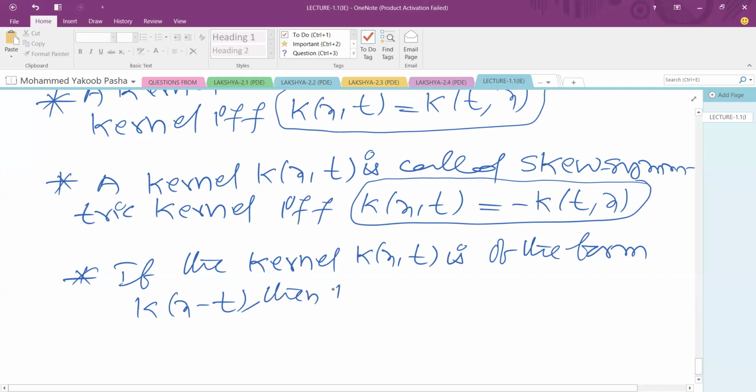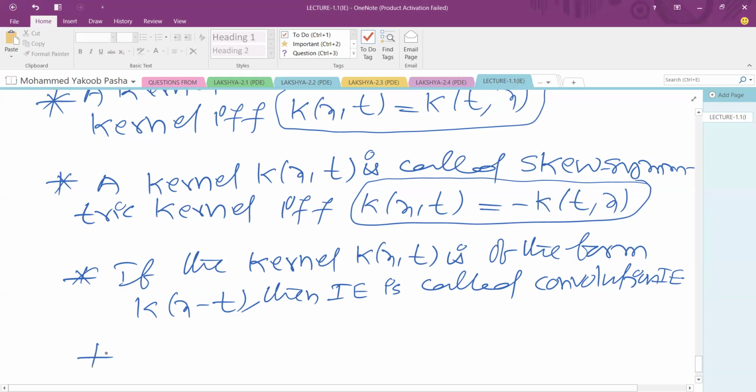Then the integral equation is called a convolution integral equation. An integral equation is said to be a convolution integral equation if it contains the kernel in the form k of x minus t. That type of integral equation is called convolution.